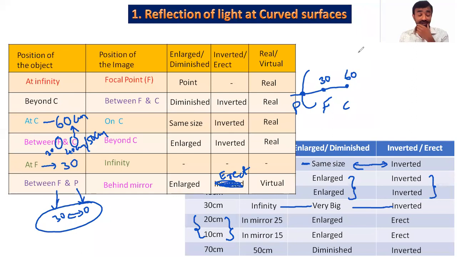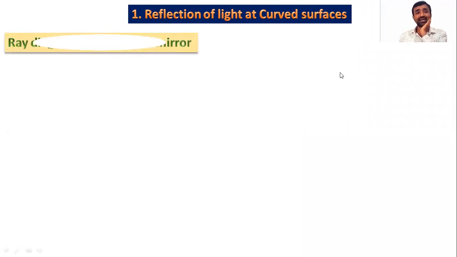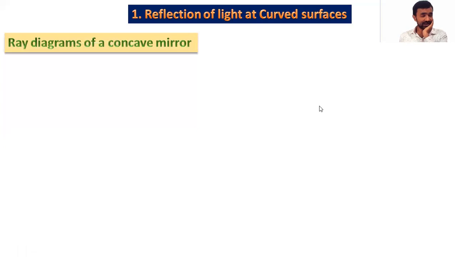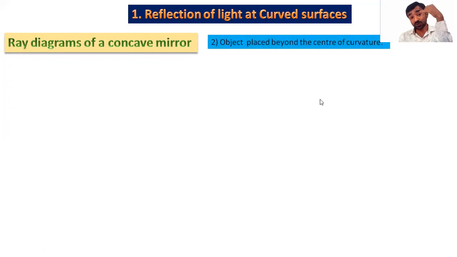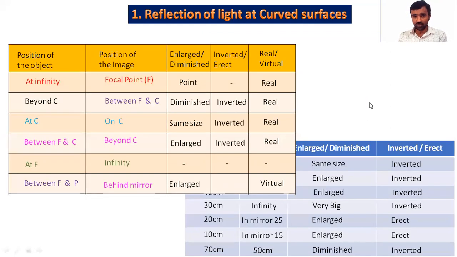Here we will go for the characteristics observed by us through the ray diagrams. Already we learned in the previous class the rules to draw the ray diagrams, right? Using those rules, I'm going to draw the images. First of all, I will draw the image for the position of the object which is placed beyond the center of curvature. So I will show you the characteristics.